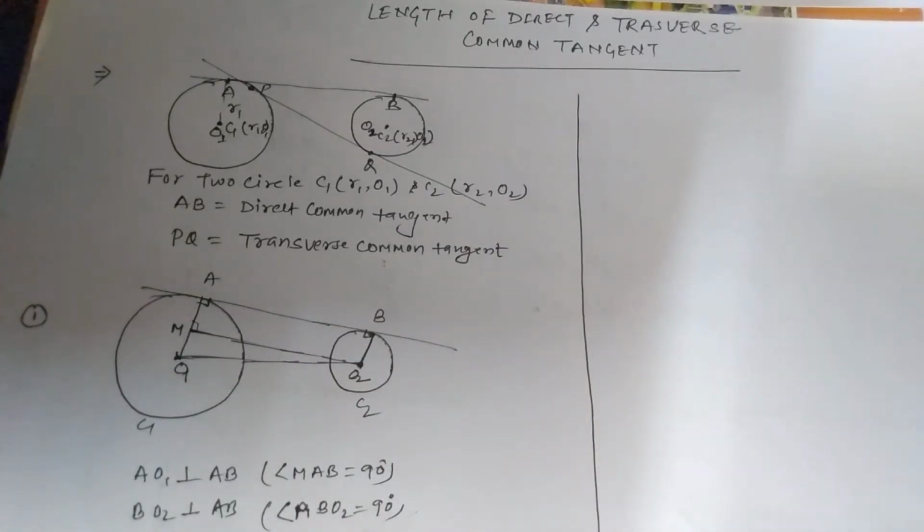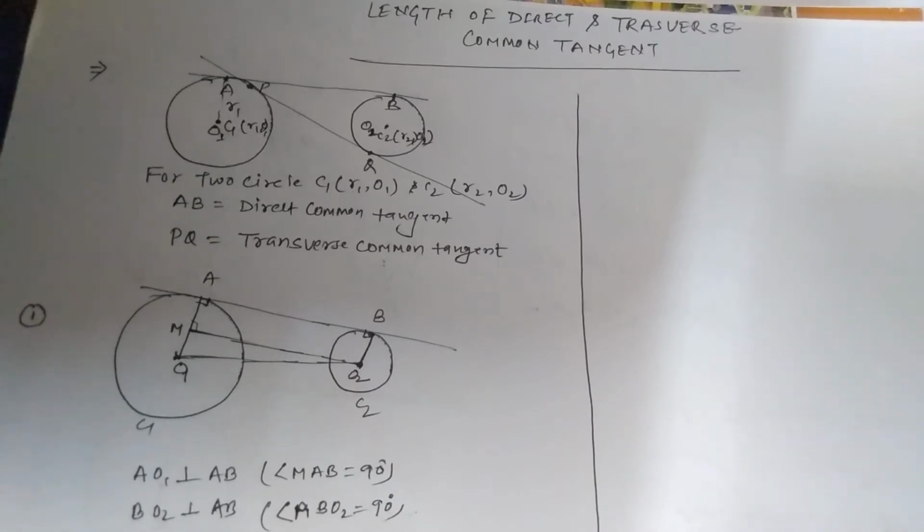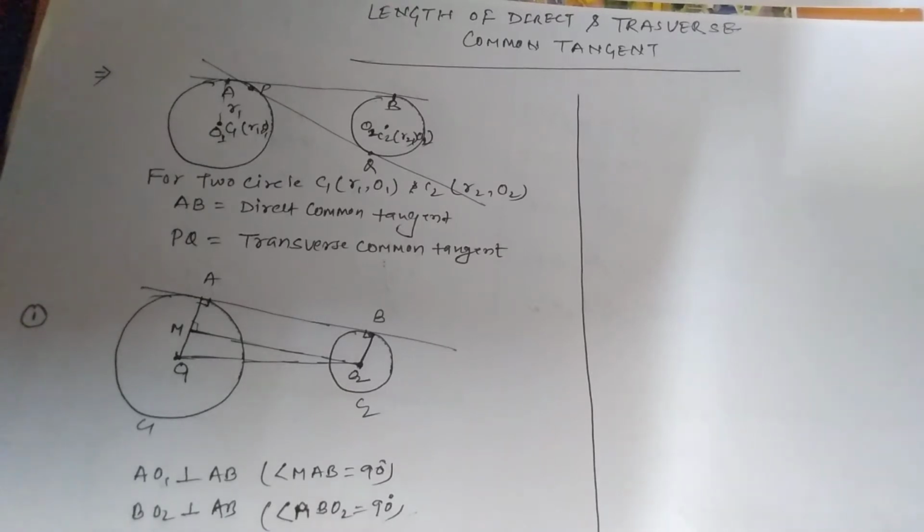Today, you guys have to manage a bit because in the lockdown period, I cannot arrange the board for you guys. So, I am going to teach by using pen and paper. Right? So, let's start with the topic length of direct and transverse common tangent. This topic is important for various Olympiad exams as well as for JEE Mains. This type of question has already been asked in JEE Mains exam. So we have to find the length of direct common tangent and length of transverse common tangent.